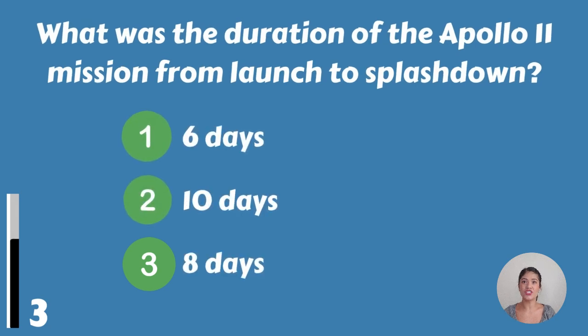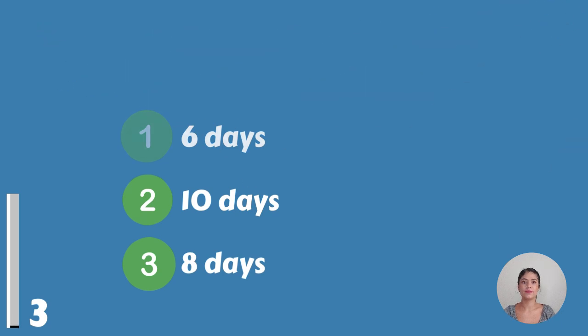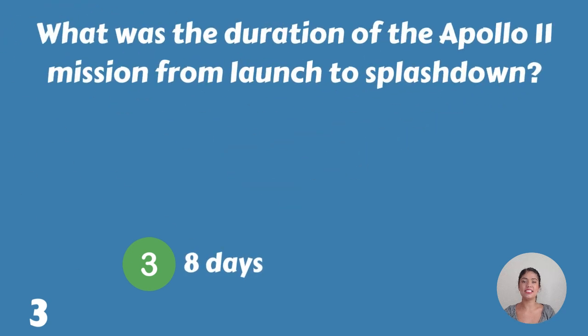What was the duration of the Apollo 2 mission from launch to splashdown? 6 days, 10 days, or 8 days? 8 days.